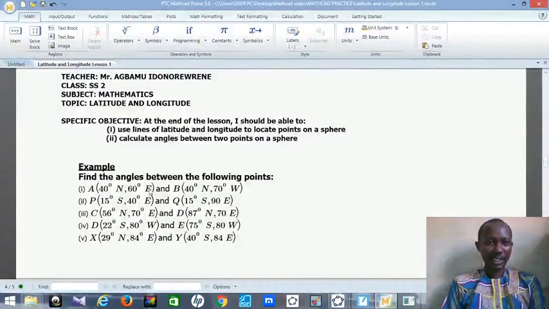Okay, before we start today's class, let's try and review what we did in our last class. We defined latitude and longitude in our last class. We say latitudes are lines that run east to west along the Earth's surface, and they are parallel. That's why we also call them parallels of latitude. Then longitudes are lines that run from north to south on the Earth's surface, and they are also called great circles because they give the real radius of the Earth.